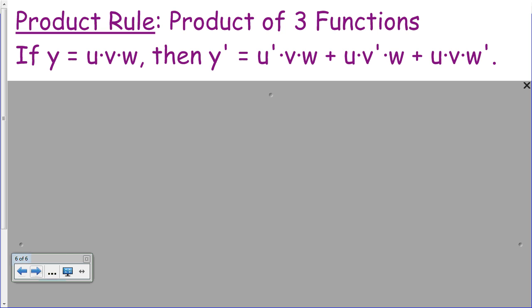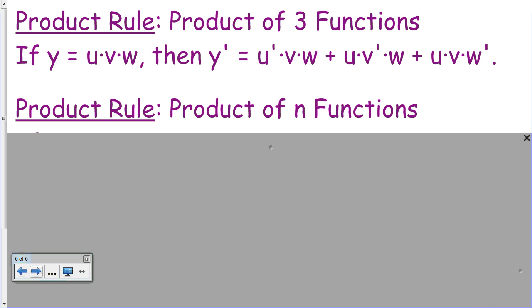then y prime is equal to u prime times v times w plus u times v prime times w plus u times v times w prime. In other words, what it turns out there is we have y prime is equal to the derivative of the first function times the other two, plus the derivative of the second function, v prime, times the other two, plus the derivative of the third function, w prime, times the other two. And actually reading it off in that way allows us to extend this in a more general form.